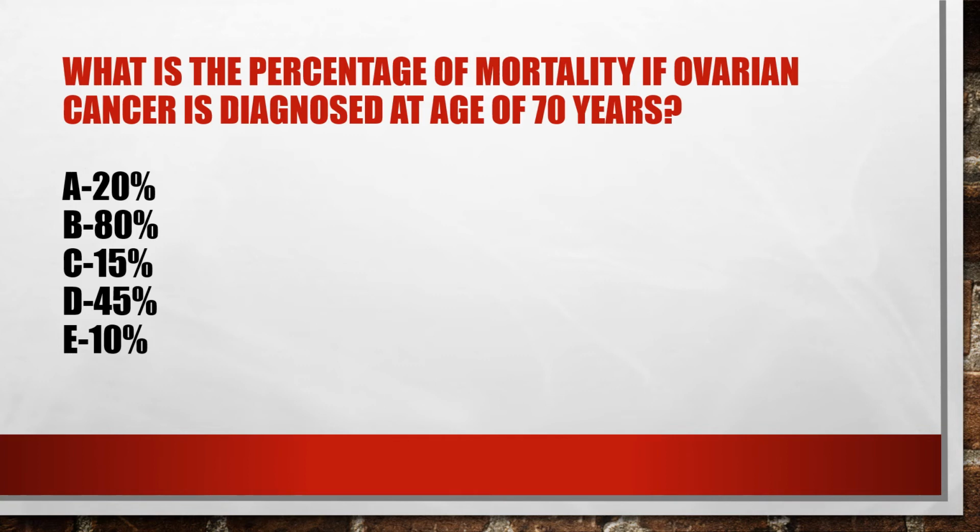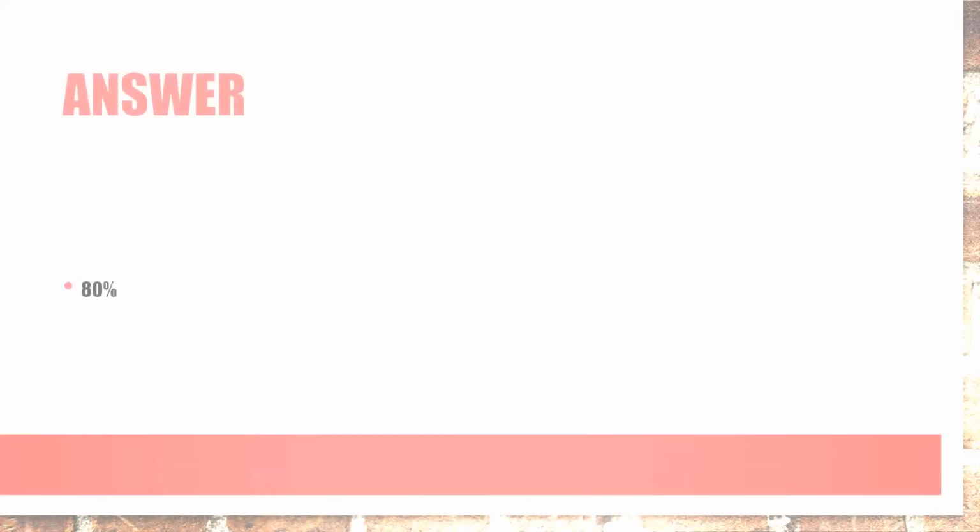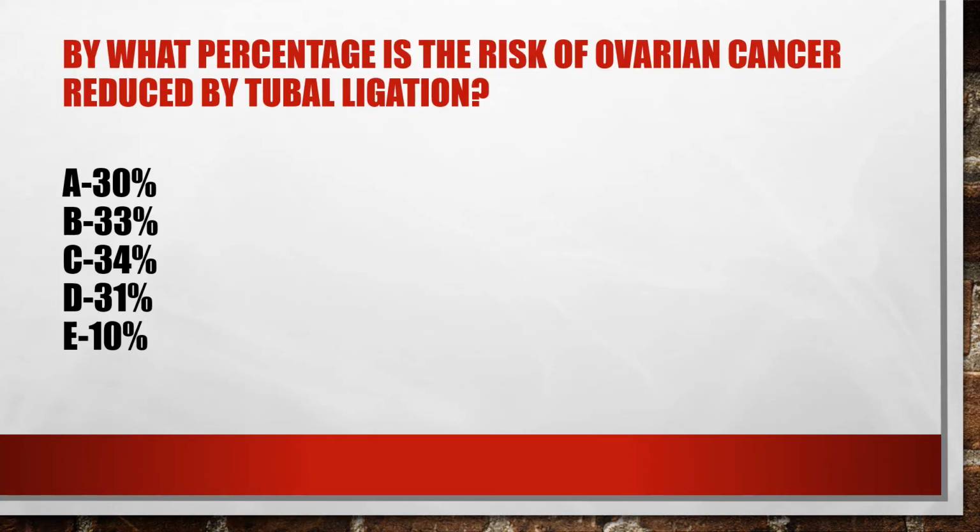What is the percentage of mortality if ovarian cancer is diagnosed at the age of 70? 20%, 80%, 15%, 45%, or 10%? By what percentage is the risk of ovarian cancer reduced by just tubal ligation? Is it 30%, 33%, 34%, 31%, or 10%?